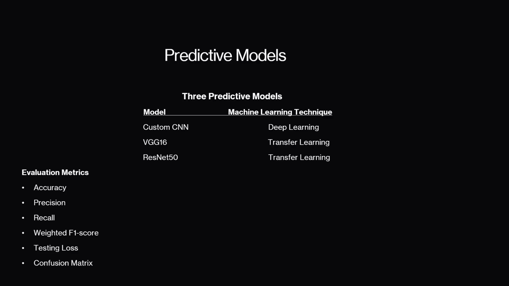To ensure a fair comparison, all 3 models were trained using the same datasets and evaluated with the identical performance metrics. Rather than relying only on overall accuracy, multiple evaluation metrics were used to better understand each model's strengths and weaknesses across the 4 disease categories.